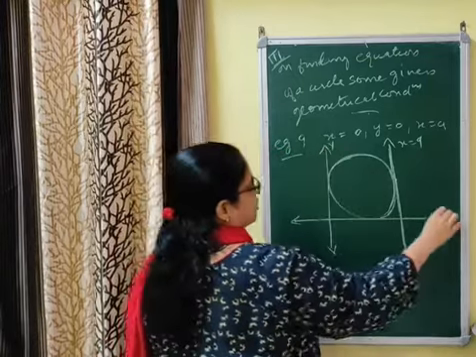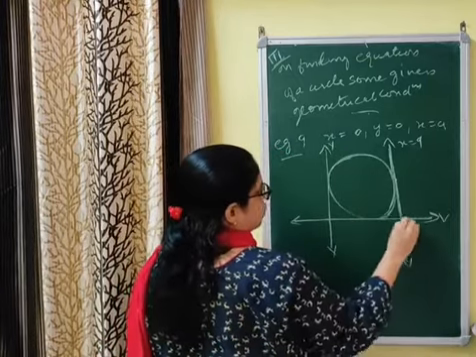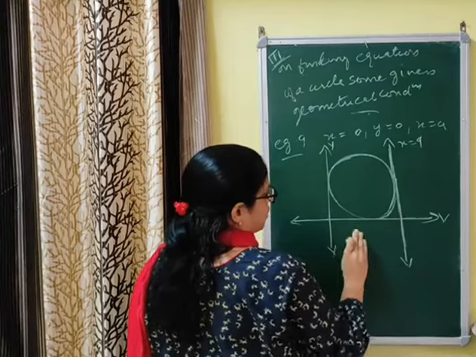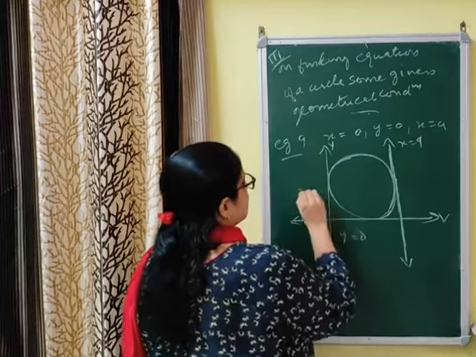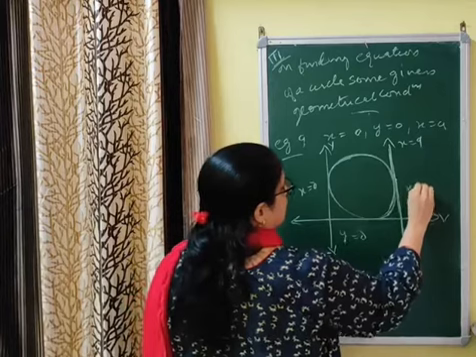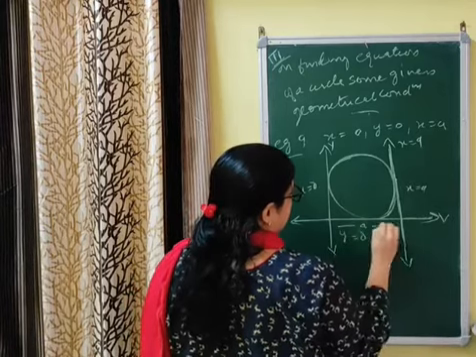This is y, this is x. This line is x equal to 0. This line is y equal to 0, the x axis. This line is x equal to 0. This line is x equal to a. That is, this is a.